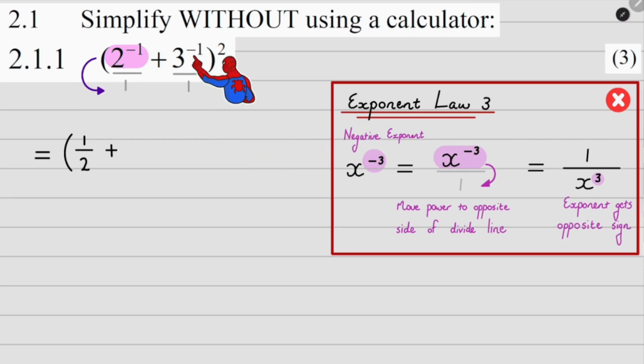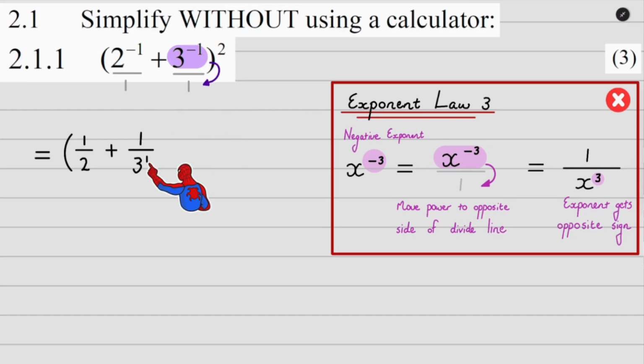And now it's the 3's turn to get moved over to the other side. And don't forget to change it from a -1 to a +1 when you do that. And 3 to the power of 1 is simply just 3. And then we're going to wrap that up in a bracket with a square on the outside.